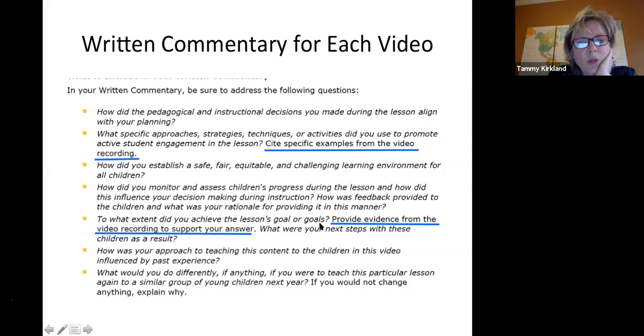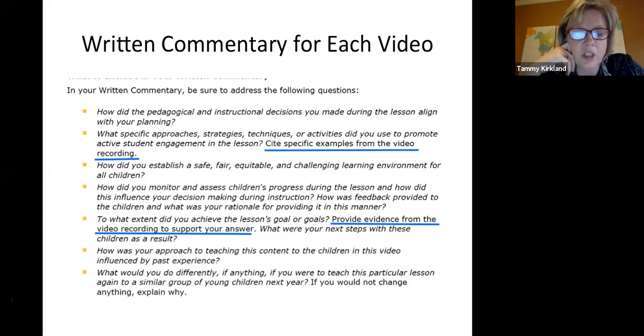To what extent did you achieve the lesson's goal or goals? And this is a good example of why you should only choose no more than 3 goals, because you do not have a lot of space or time to write up about it. Provide evidence. So you can say, like, at 7.2, you can see Tommy, the boy in the red shirt, collaborating with Claire, the girl in the yellow shirt. They are working toward, put G2, and explain what they're doing that's connected to that goal. What are your next steps for these children as a result?